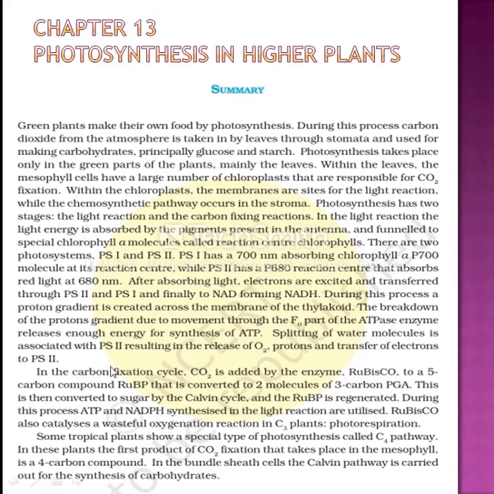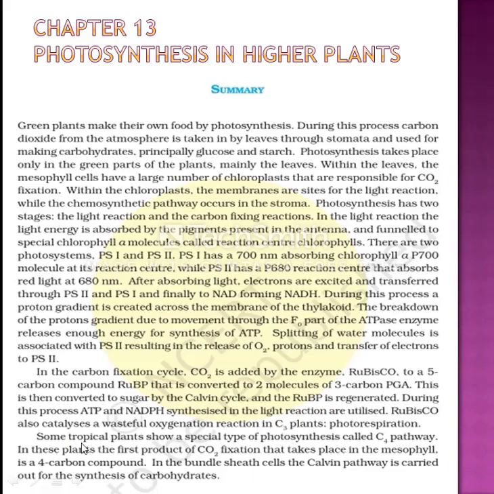In the carbon fixation cycle, CO2 is added by the enzyme rubisco to a 5-carbon compound RuBP that is converted to 2 molecules of 3-carbon PGA. This is then converted to sugar by the Calvin cycle, and the RuBP is regenerated. During this process, ATP and NADPH synthesized in the light reaction are utilized. Rubisco also catalyses a wasteful oxygenation reaction in plants, photorespiration.